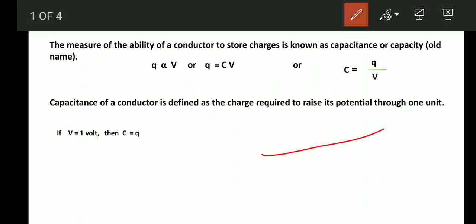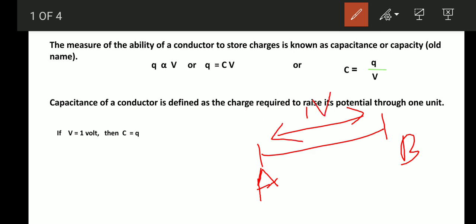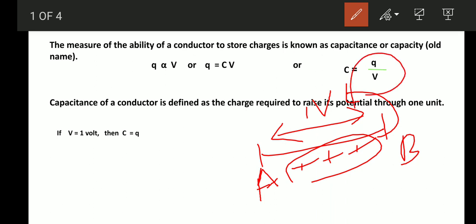Let's say this is the conductor with ends A and B. The potential difference between the conductor ends needs to be 1 volt. That means the charge inside this conductor required to increase the potential to 1 volt is known as the capacitance of the conductor. Then the capacitance is also defined as the ratio of charge on the conductor to the potential difference.